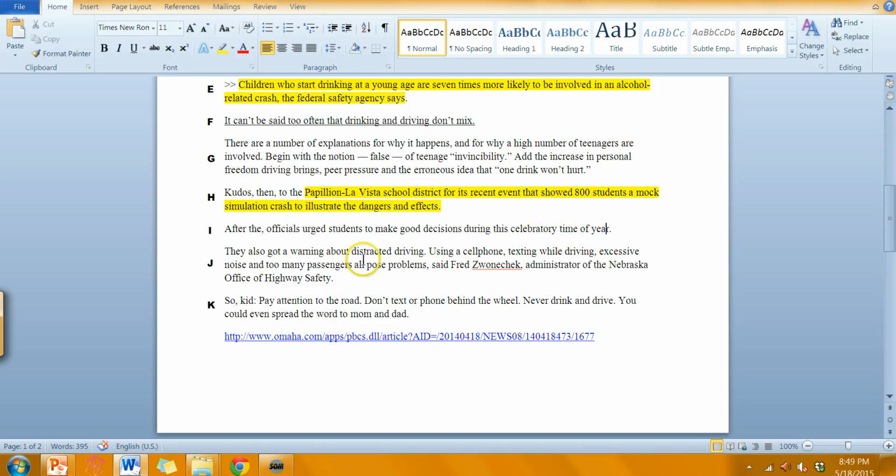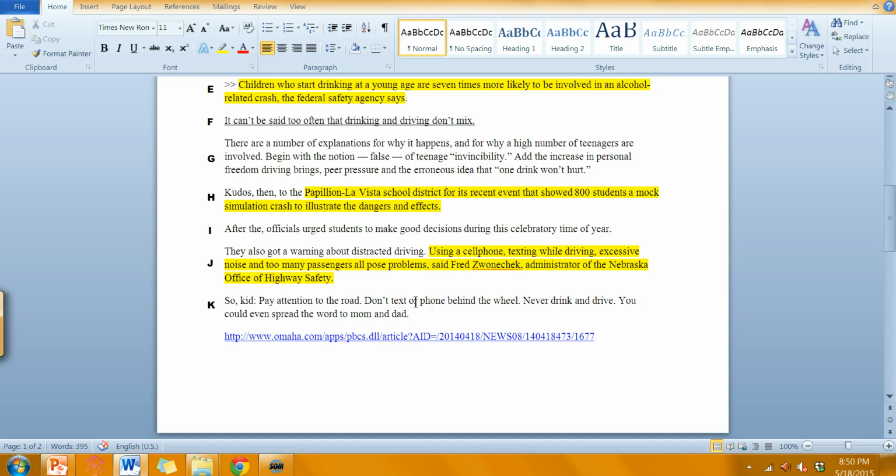Okay, they also got a warning about distracted driving, using a cell phone, texting, so on and so forth. Okay, these are all problems according to this expert. So right here, we have another piece of evidence. Okay, this would be a great example of a testimonial or quotation. Notice here that there's no quote marks around it because the author is paraphrasing it, but we're still citing an expert, so that would fall under the quotation testimonial type of evidence.